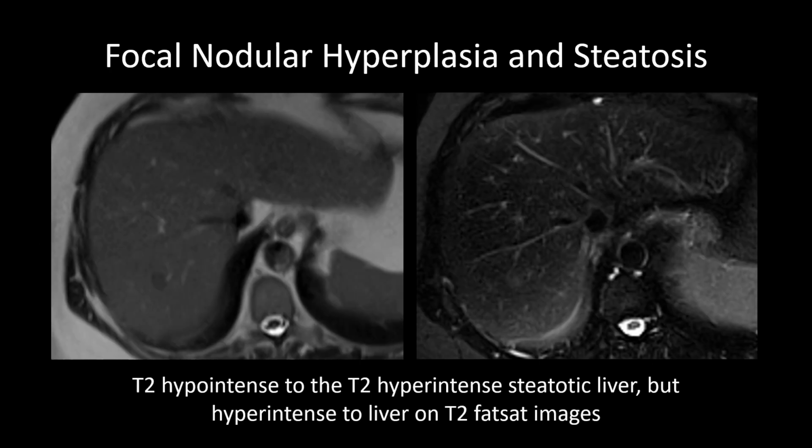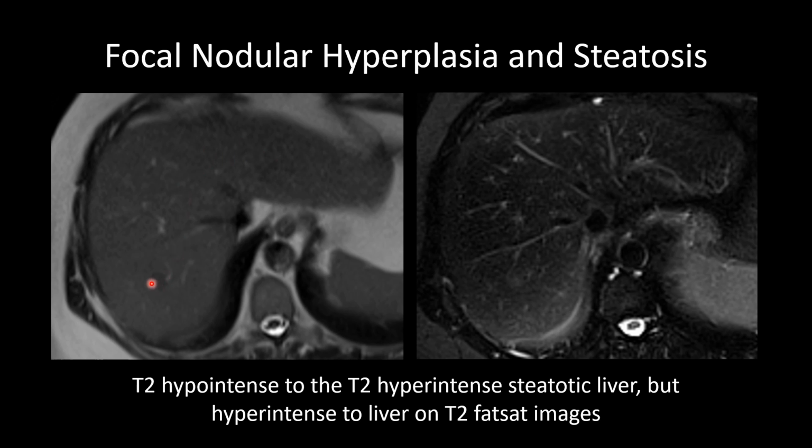Let's take a look at this case of focal nodular hyperplasia. Focal nodular hyperplasia is going to have a little bit of a different imaging appearance in steatosis, but I believe once you're aware of its appearance when there is a background of steatosis, you can confidently make the diagnosis of focal nodular hyperplasia. So we have someone with severe steatosis in their background liver, and so their liver is mildly T2 hyperintense compared to what a normal liver would be.